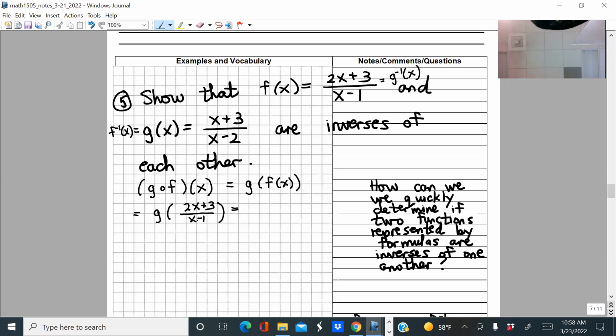I take 2x plus 3 over x minus 1, and I'm going to plug all of that in for x in the formula for g. So I get 2x plus 3 over x minus 1, plugged in for x. Don't forget this plus 3. Over, and now I have to take all of this and plug it in for x in the bottom. So I have 2x plus 3 over x minus 1, and then don't forget this minus 2. That looks intimidating. What is that thing called again? We mentioned this last time.